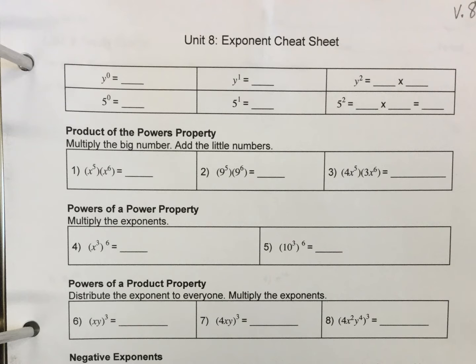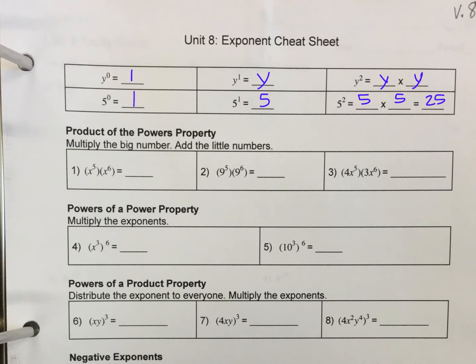Y to the 0. Anything to the 0 power is 1. 5 to the 0 is 1. All right? Anything to the power of 1 is itself. So y to the power of 1 is y. 5 to the power of 1 is 5. If I have y squared, it's really y times y. If I have 5 squared, it's 5 times 5, which would equal 25. It would not equal 5 times 2 is 10, because it's 5 times 5.